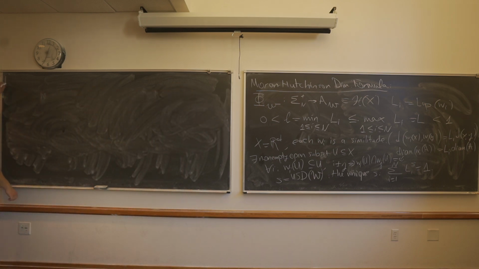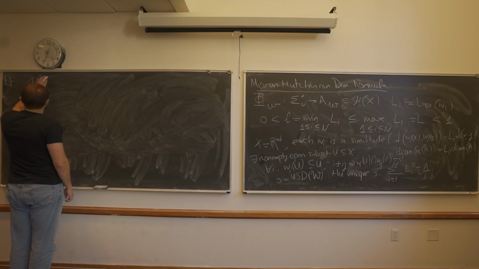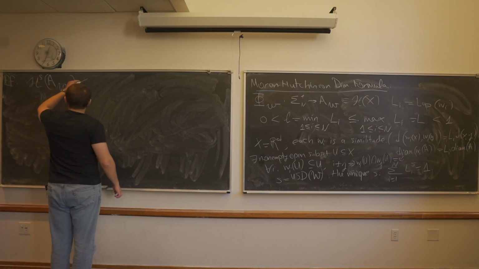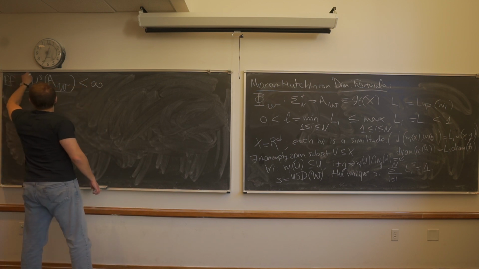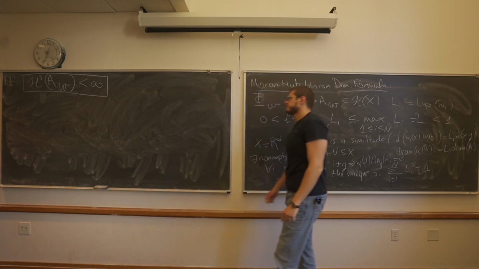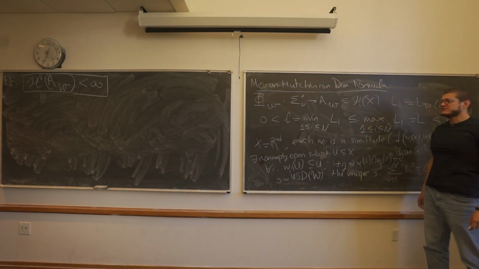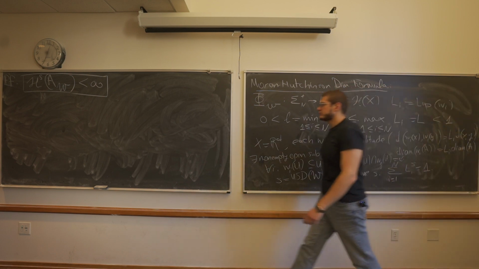So, proof. First, I want to say that the S-dimensional measure of A sub W is finite. That's my first claim. Note that this immediately gives you an upper bound for the Hausdorff dimension.